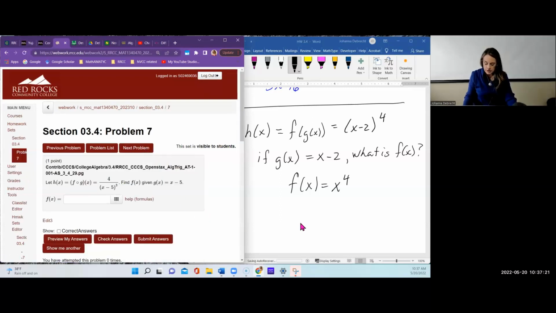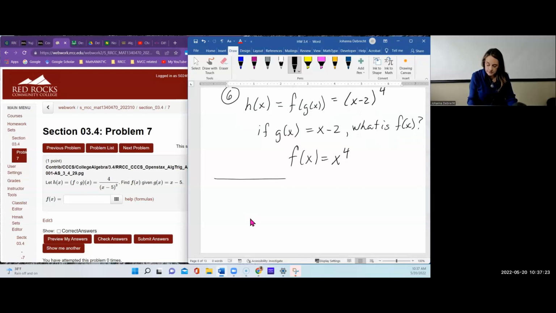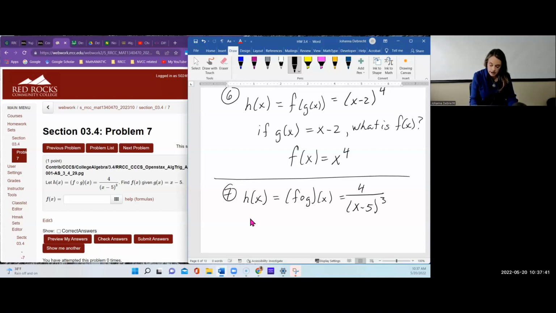Let's try another one. In problem number 7, we have that the composed function h of x, which is f composed with g, again meaning f on the outside, g on the inside, turned out to be 4 divided by x minus 5, the quantity cubed. If we know that g of x, the inside function, is equal to x minus 5, what is f?